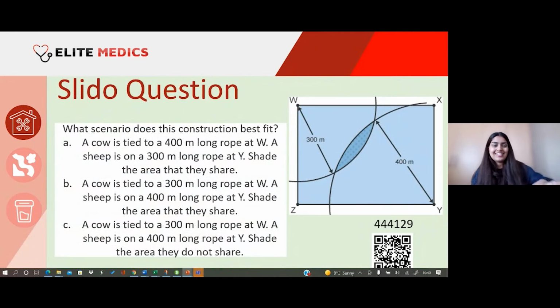Okay, so another slide 8 question. What scenario does this construction best fit? So we need to read each of the sentences and match up to the diagram. Remember, if I have a point and I want to find the set of points that are equidistant, so let's say maybe 10 meters, that would be a circle. So look at it and see how these arcs match up with the description. And yeah, I'll give you about 2 or 3 minutes to think, and then I'll open up the Slido poll.